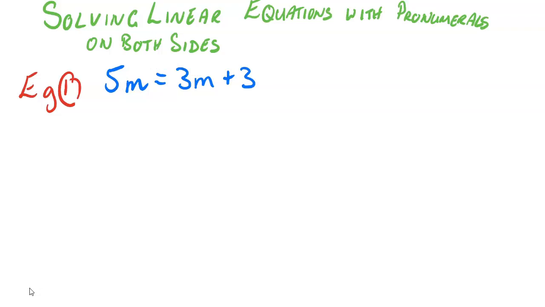I'll subtract 3m from both sides. So 5m take away 3m is 2m equal to 3. So now I'm going to divide both sides by 2. So that's 3 over 2. Now I can leave it like an improper fraction like that. That's actually fine to leave it as a fraction.